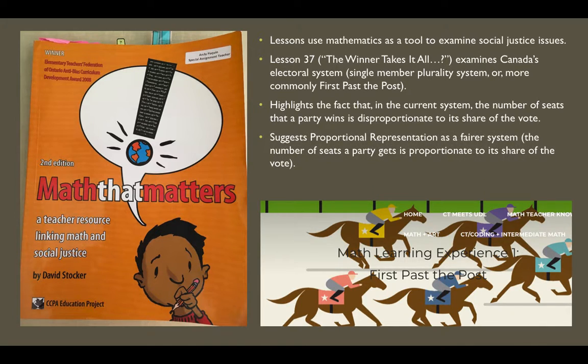He suggests that proportional representation is a fairer system because the number of seats a party gets is proportionate to its share of the vote.